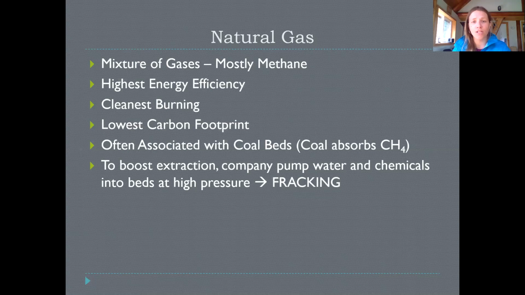However, it's often associated with coal beds, so a lot of times we're mining for natural gas in a similar area, and in some cases, even the same company might be mining for coal and natural gas at the same time.